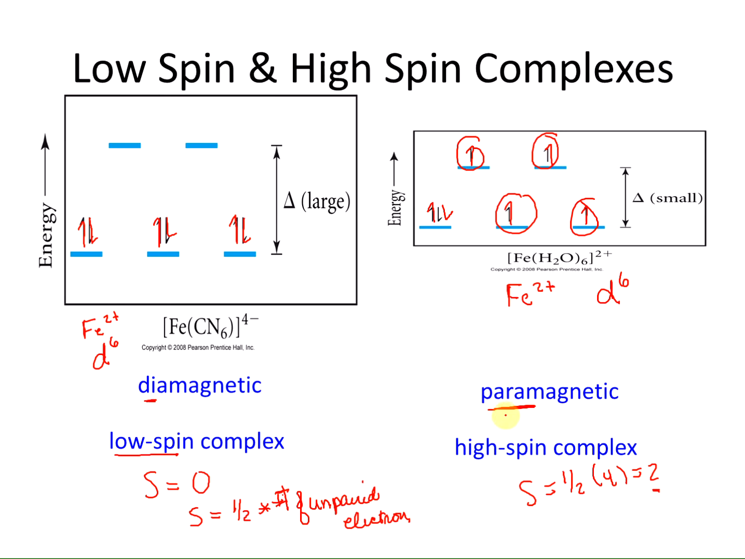Now experimentally, I can distinguish between these two types of complexes because diamagnetic compounds behave differently in a magnetic field than paramagnetic compounds. Diamagnetic compounds are very, very weakly repelled by a magnetic field, and paramagnetic compounds are slightly attracted to a magnetic field. So just by putting them into a magnetic field and seeing how they respond, I can figure out how many unpaired electrons they have. And so I can distinguish between a low spin versus a high spin configuration.